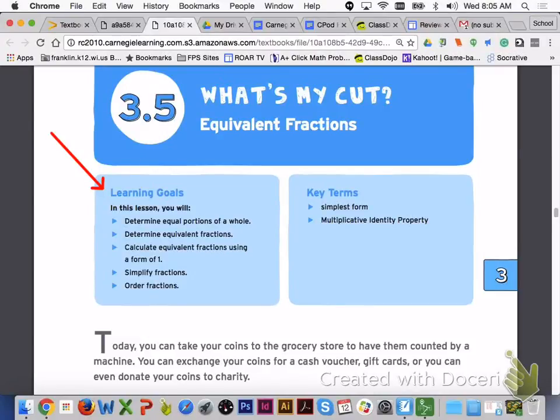Hi class, in lesson 3.5 you will be learning about equivalent fractions. Learning targets for today: you will determine equal portions of a whole and equivalent fractions. You will calculate equivalent fractions using a form of 1, and you will simplify and order fractions. Key terms in lesson 3.5: simplest form and the multiplicative identity property.